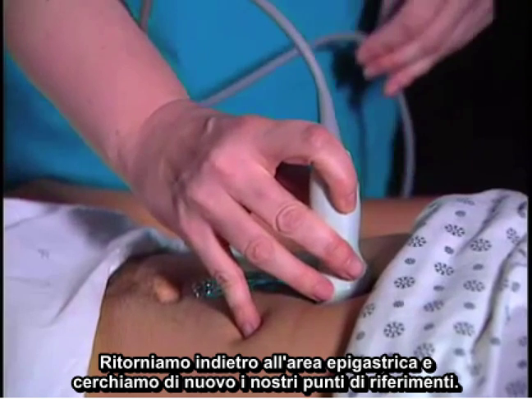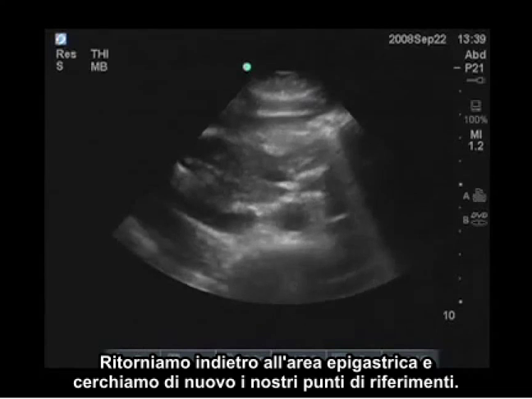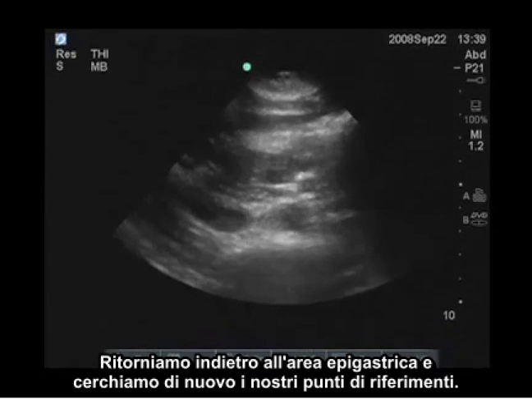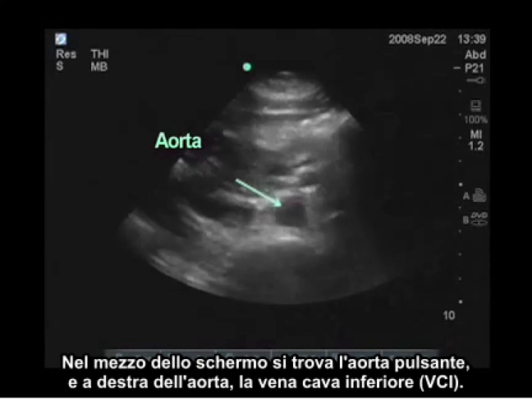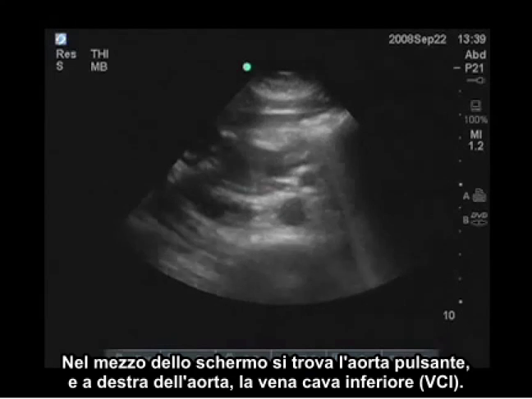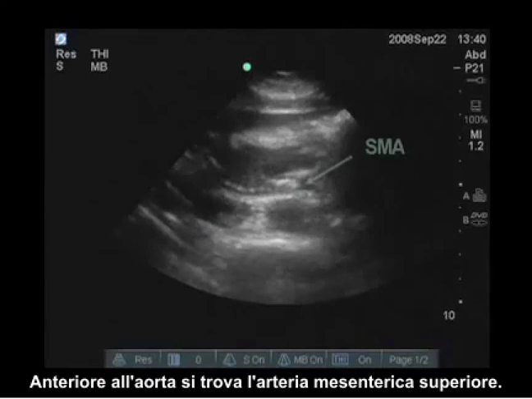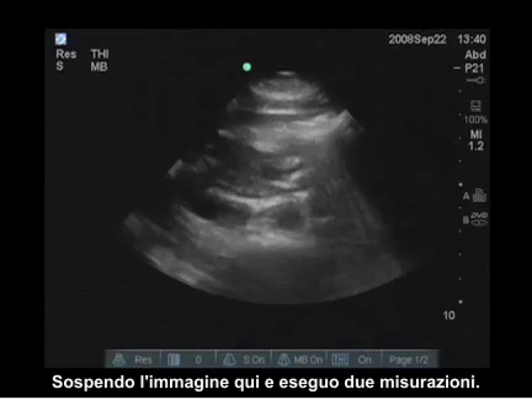We're going to go back to the epigastric area and look for our landmarks again. In the middle of the screen, we have the aorta pulsating. To the right of the aorta, the IVC, and anterior to the aorta, we have the superior mesenteric artery. I'm going to freeze the image here.